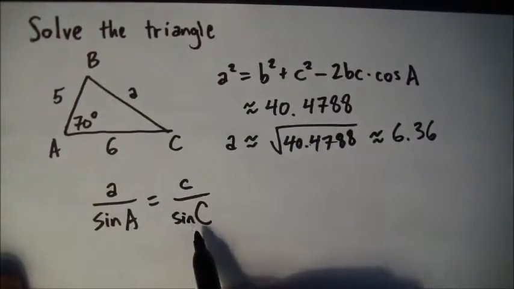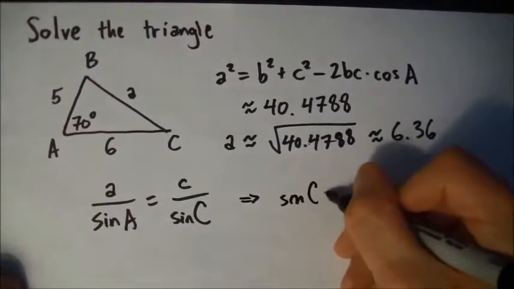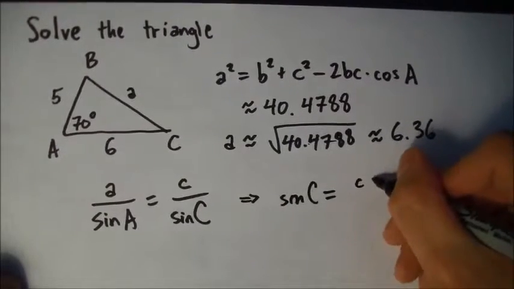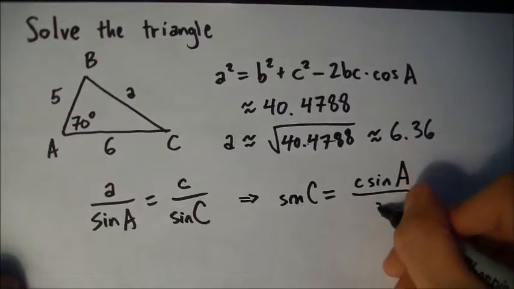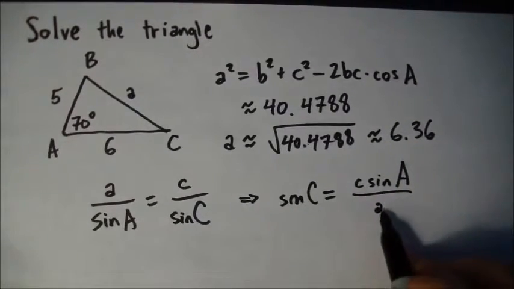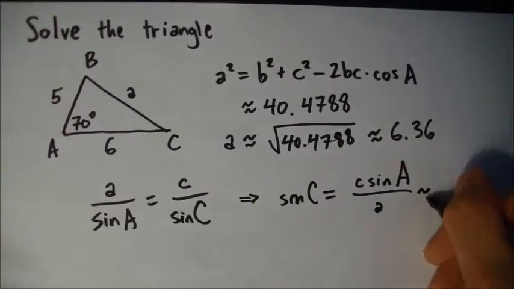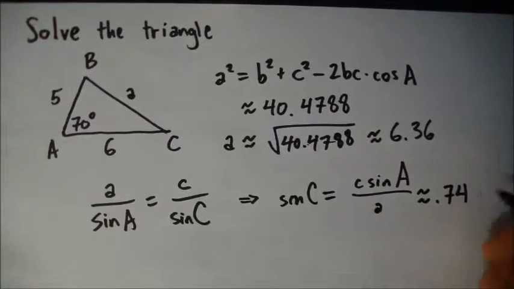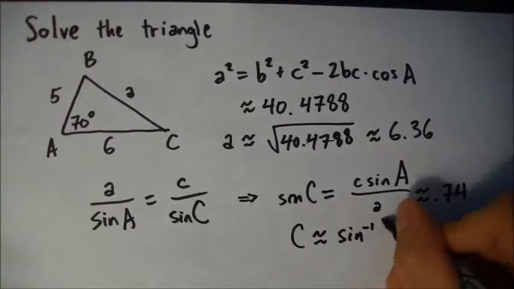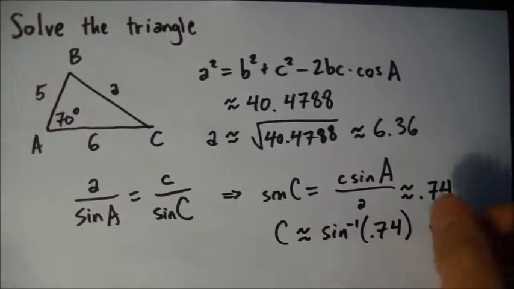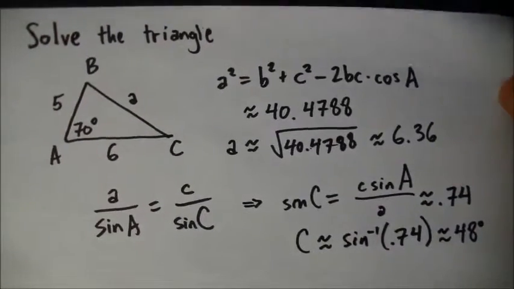So if we rearrange this a little bit, we cross multiply and solve, we find that sine C is equal to c sine A over a. And now we know what a is and side c is and all that, so we can plug in. When we plug in and compute, we find that this is approximately 0.74, and so C is the inverse sine of 0.74, which is roughly 48 degrees.